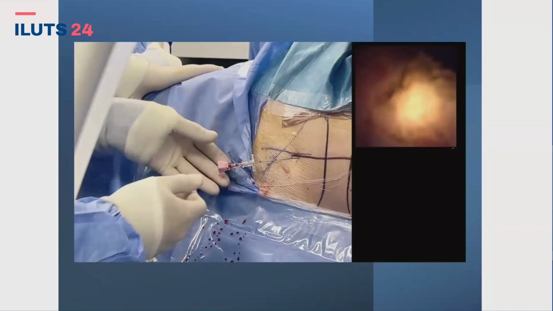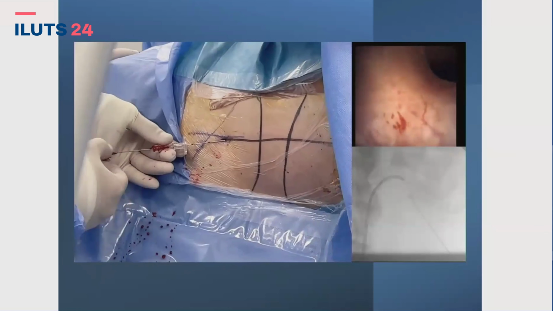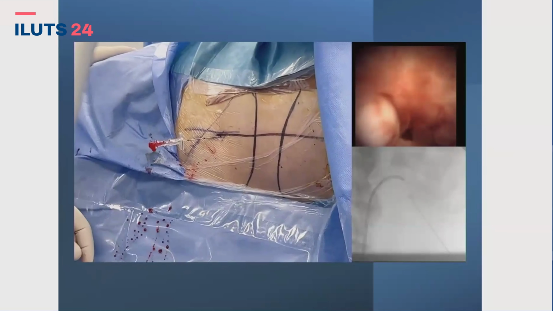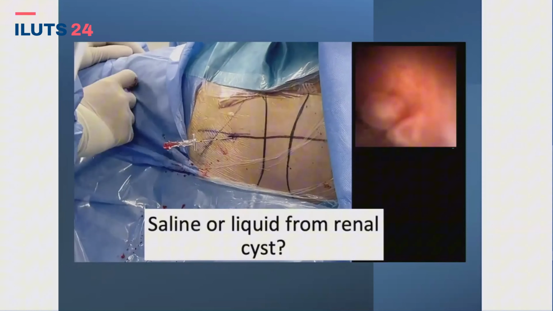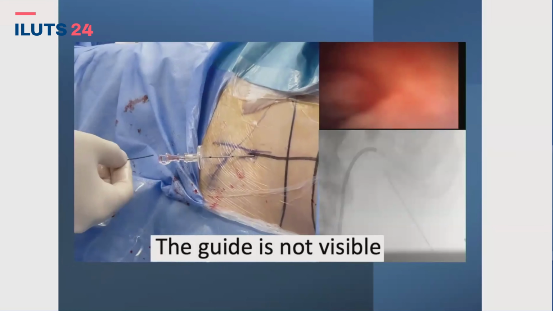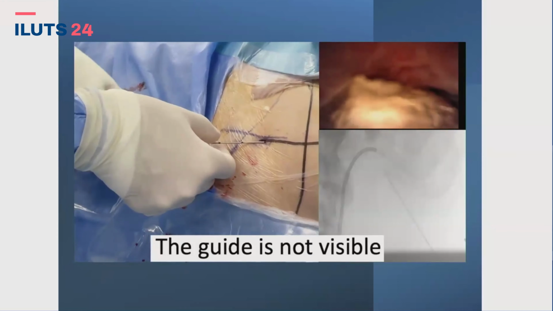And then we start the puncture, and when we start with the needle, we see that some saline is coming, so it looks like we are in. But we have a renal cyst here, so we don't know exactly if we are in or if we are inside the renal cyst.